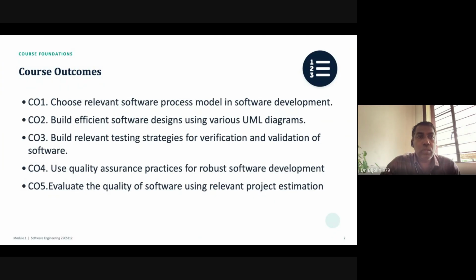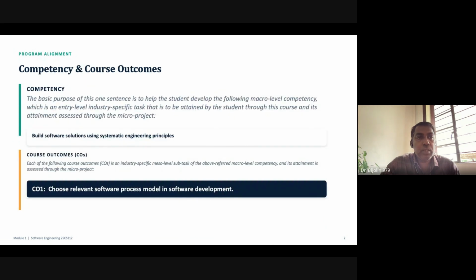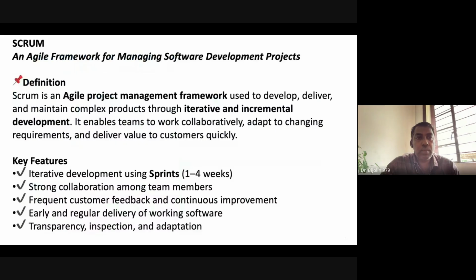The first course outcome, CO1, is where we choose a relevant software process model in software development. Scrum is a software process model used for software development in industries. The main competency is to help students develop the following Scrum macro level competency, which works at an industry specific level, and its attainment is assessed through small micro projects.